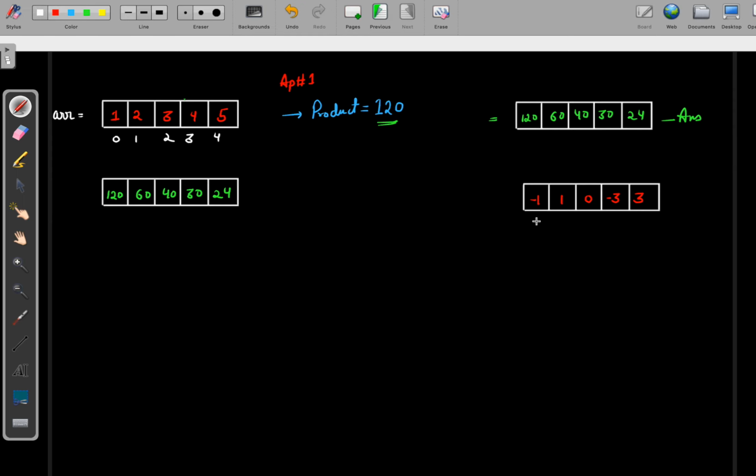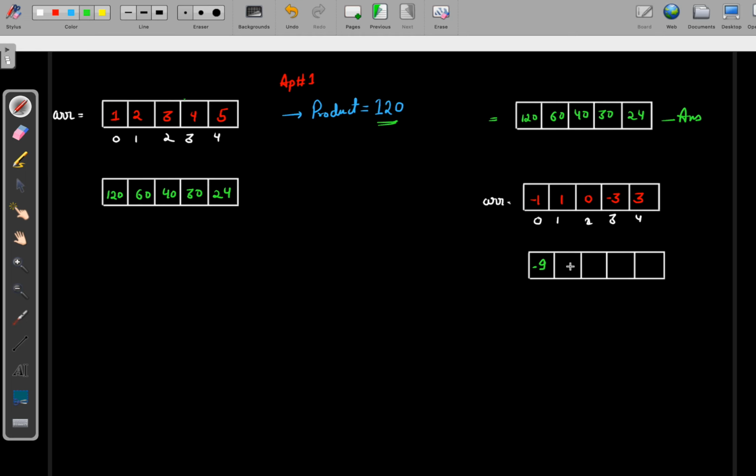And if I'm writing all the indexes 0, 1, 2, 3, 4, these will be my indexes. Suppose this is my array. So what should be the answer here? The answer will be, right, the product of all the numbers, that will be 9, minus 9 here.